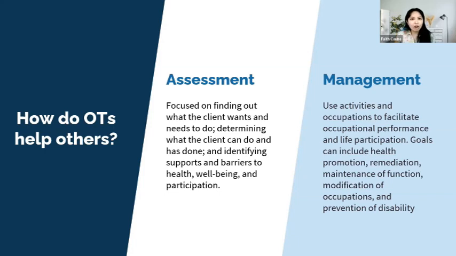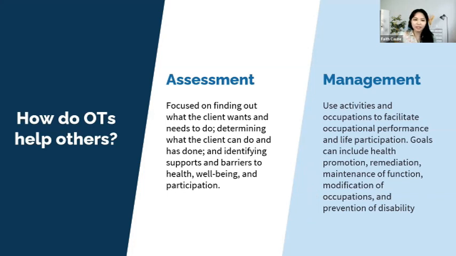Or is the occupation just too difficult? Is there an easier way of doing that occupation so they can do it? Or is it the environment that's the problem? And once we figure out what the cause of the occupational disruption is, then we go to management. The goal here is to essentially help them be able to do their desired occupations and to participate in life. So goals can be health promotion, remediation or restoration of function, modification of occupations, and prevention of disability.